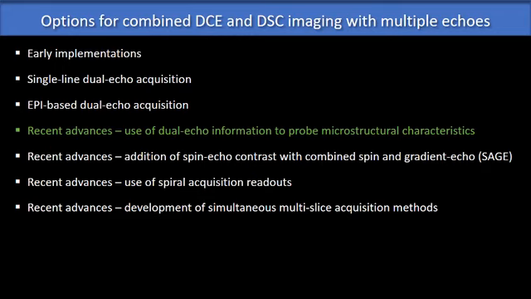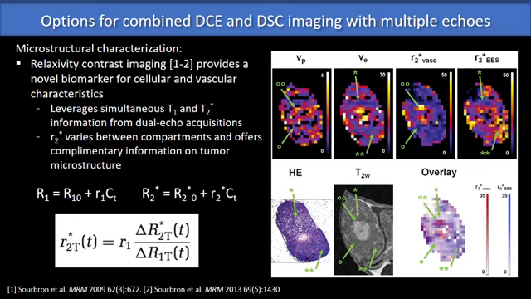So I'm going to spend the last 10 minutes going over some of the more recent advances and where the field is going now. The first one is characterizing microstructure. This is one of the first examples of really leveraging that information to come up with a new parameter. We know that the concentration and R2* relationship is determined by this little r2*. This is notoriously difficult to measure. It varies between compartments, and it really depends on cellular geometry and vascular geometry.